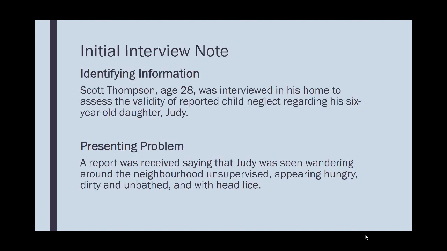So the initial interview note includes, first of all, identifying information. So it identifies Scott Thompson, age 28, interviewed in his home to assess the validity of reported child neglect regarding his 6-year-old daughter, Judy. It's very concise and very specific. The presenting problem just restates the report.